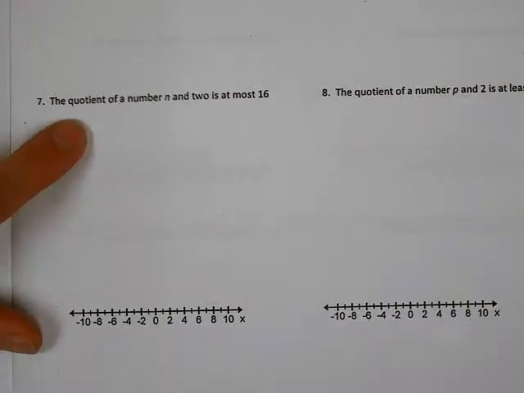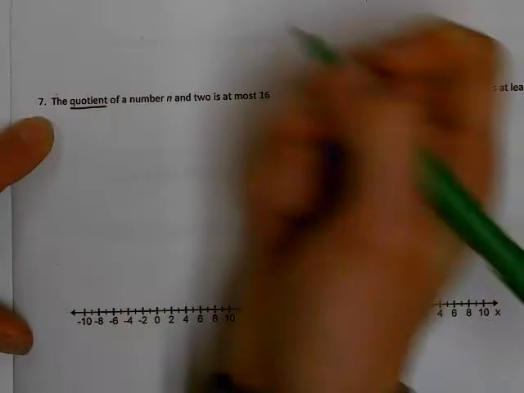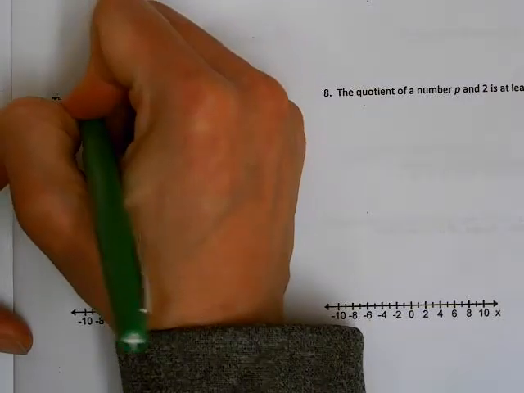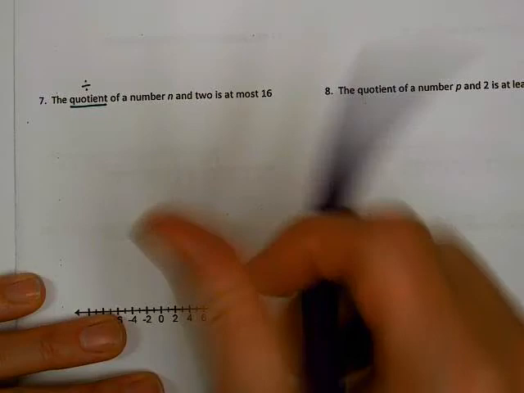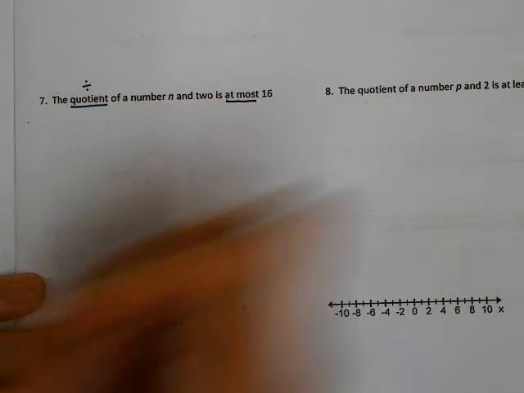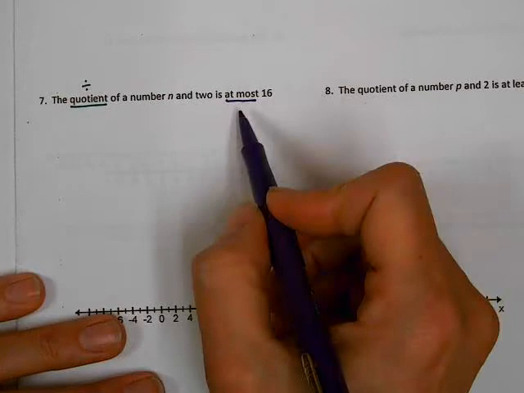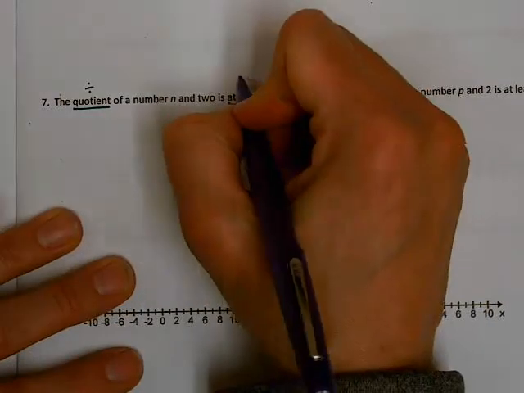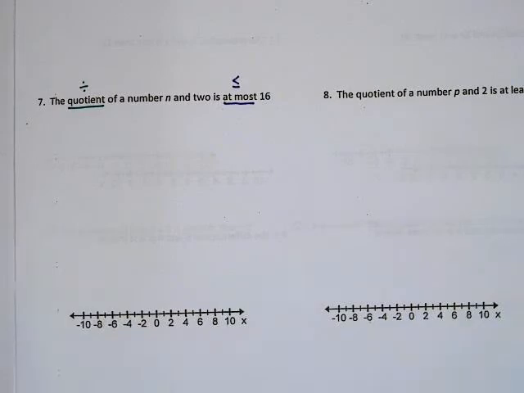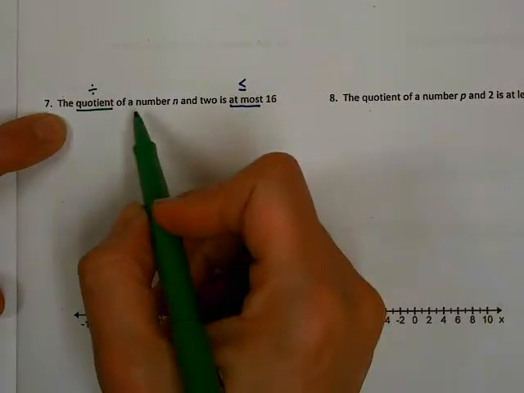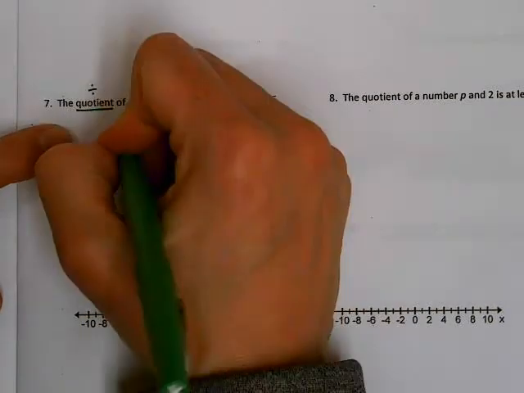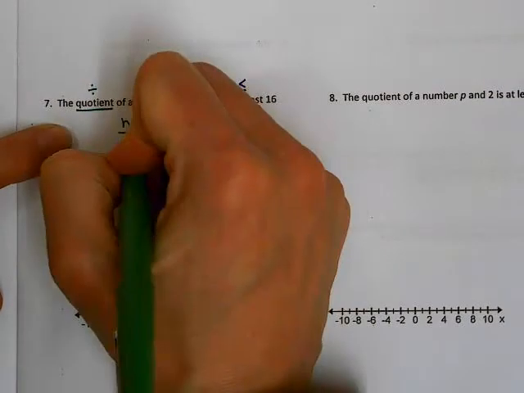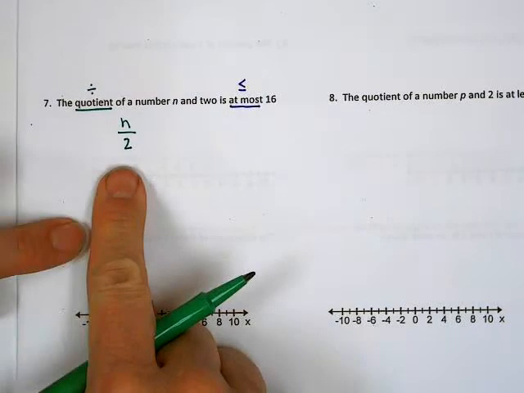All right, let's see. I have the quotient of a number and 2. I know that's division. The quotient of a number and 2 is at most 16. So the most it can be is 16, which means it better be less than or equal to 16. So let's translate. Now remember, for quotient, the order is important. Since n comes first, n is going to be on top. So I have n divided by 2.